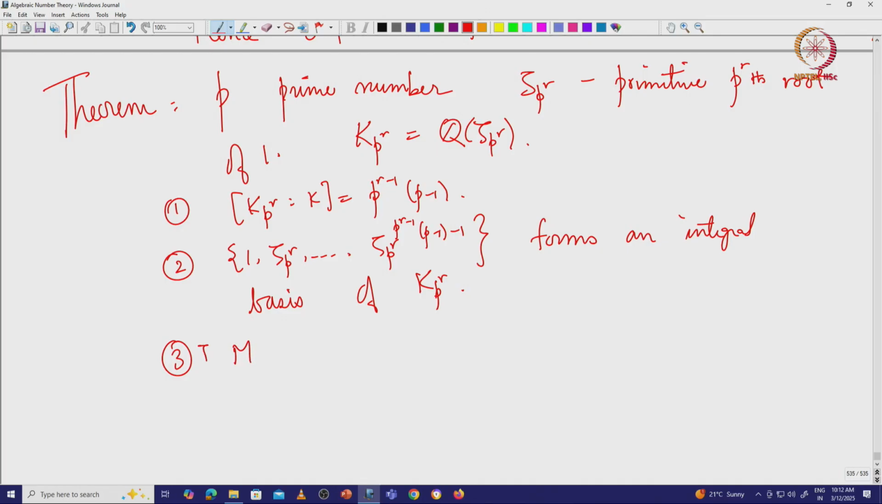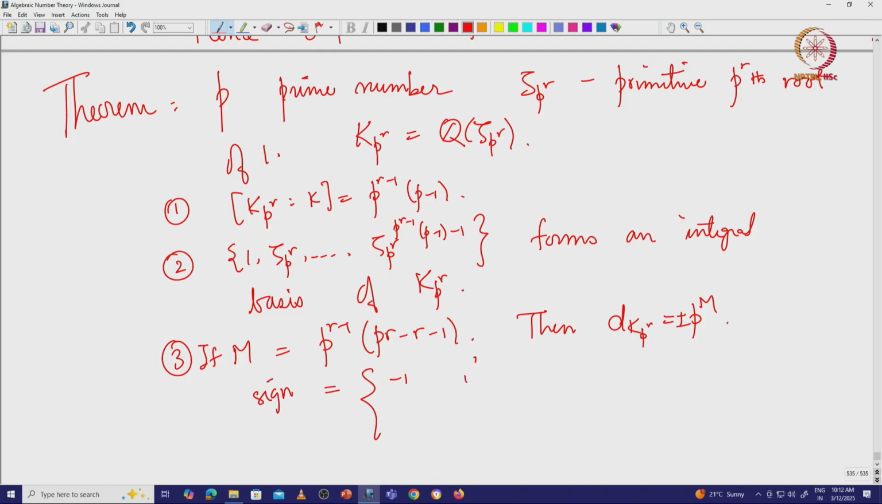3. If m is equal to p^(r-1)(p^r - 1)... then the discriminant of K_{p^r} is plus or minus p to the m, and the sign is minus 1 if p is congruent to 3 mod 4 or p^r is equal to 4, and it is 1 otherwise. So, that is what we said last time. There were a few more parts.